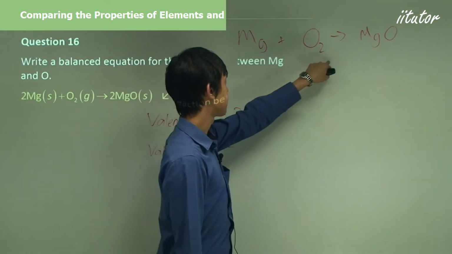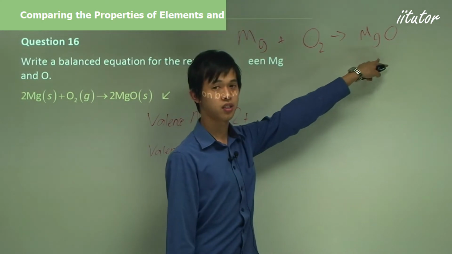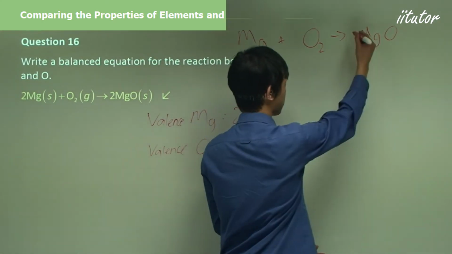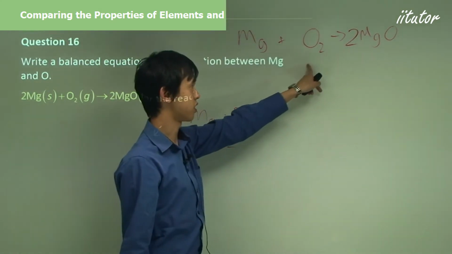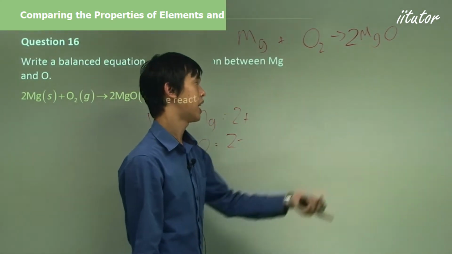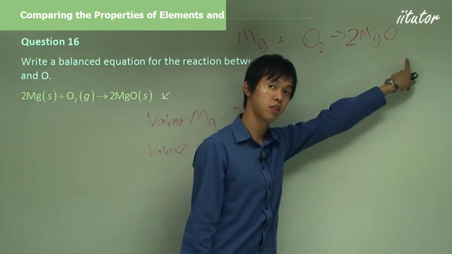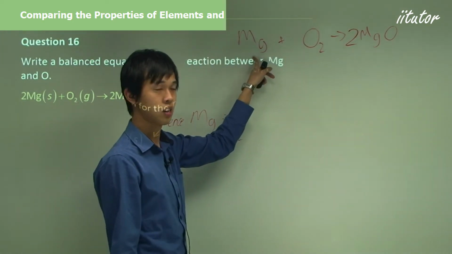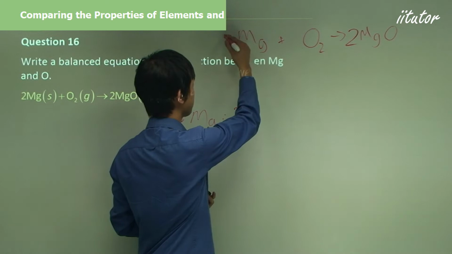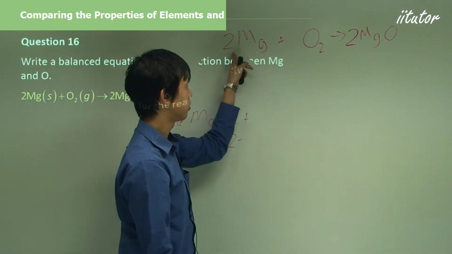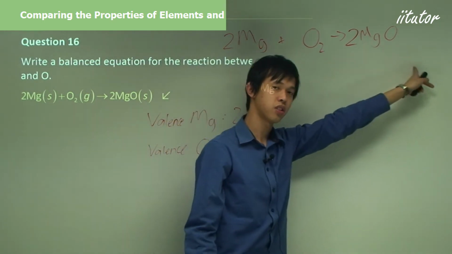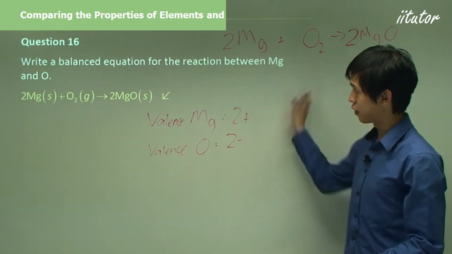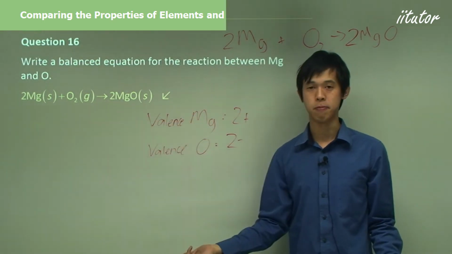You've got 2 oxygens on this side, 1 oxygen on this side, so what do we do? Well, I just multiply this side by 2. So now I've got 2 oxygens on this side, 2 oxygens on this side, and that balances. But now I've got 2 magnesiums on this side, and 1 magnesium on this side. All I have to do is multiply this one by 2. I've got 2 magnesium, 2 magnesium, 2 oxygen, 2 oxygen, so it's balanced. If you look at our final answer, it's exactly the same.